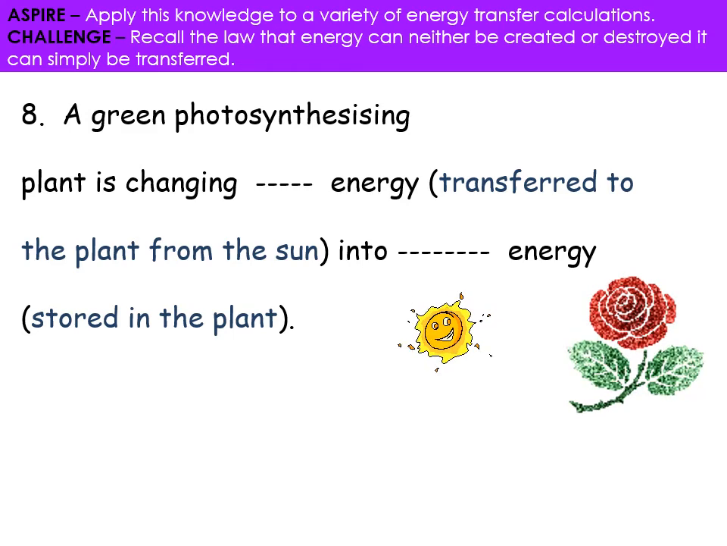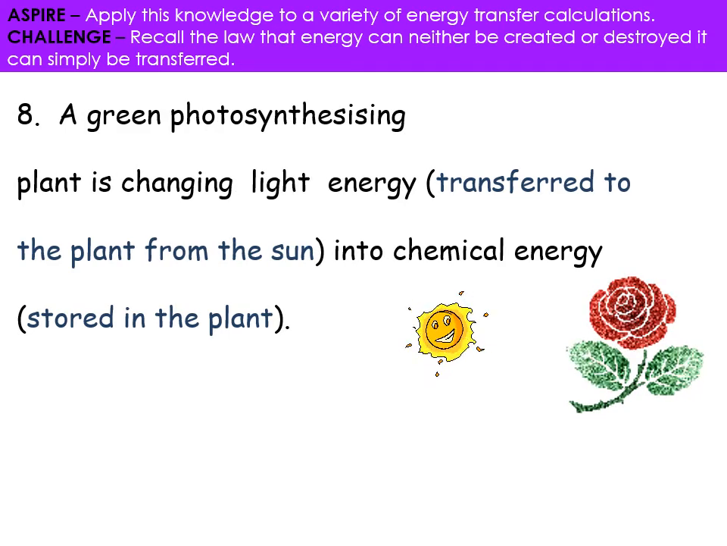Right, let's have a look. So the answer to number 8, we've got a green photosynthesizing plant is changing light energy, which is transferred to the plant from the sun, into chemical energy stored in the plant. So that is what we've got occurring there. Right, I do think that we've probably done, although I did say we were going to do 1 to 10, I think we have done 1 to 8 is more than enough on this. I think you've got the hint in terms of the energy transfers.